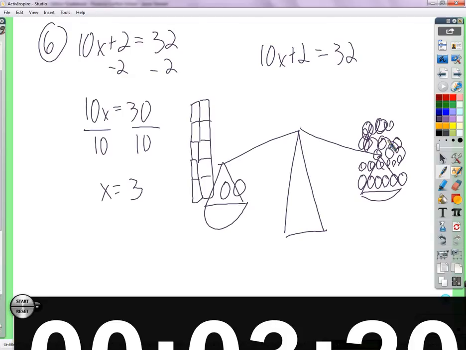Okay. So the idea is, let's divide by 10. Let's look at what it looks like to divide by 10. You want to take 1/10 of this side. How do I look at 1/10 of this side?